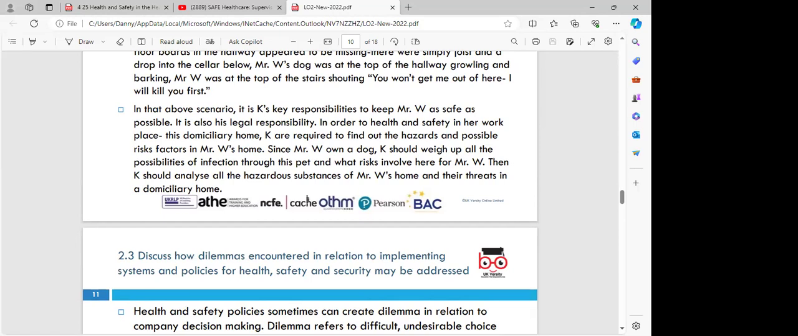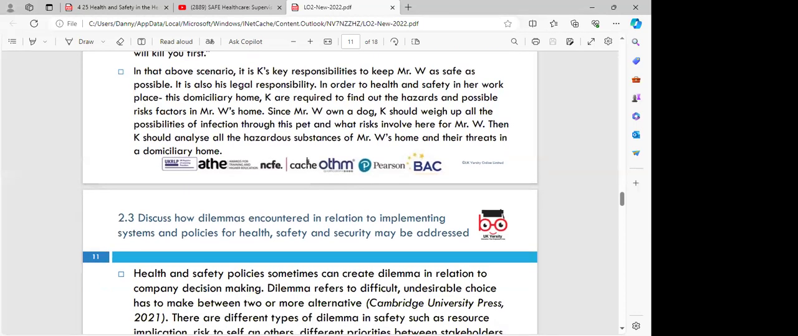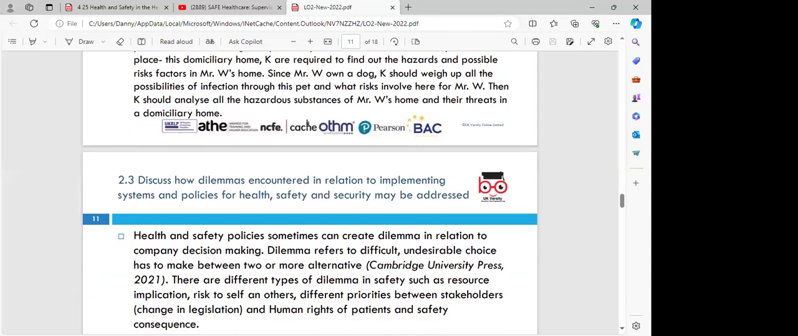True. Good. Since Mr. W owned a dog, Kay should weigh up all the possibilities of infection through this pet and what risks are involved here for Mr. W. Then Kay should analyze all hazardous substances in Mr. W's home and the addresses in the domiciliary home. Very, very important. Do we agree with that, Vanessa? Yes, I agree. Please, why, Vanessa?